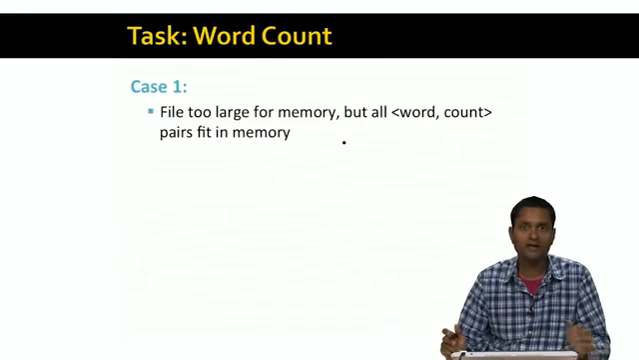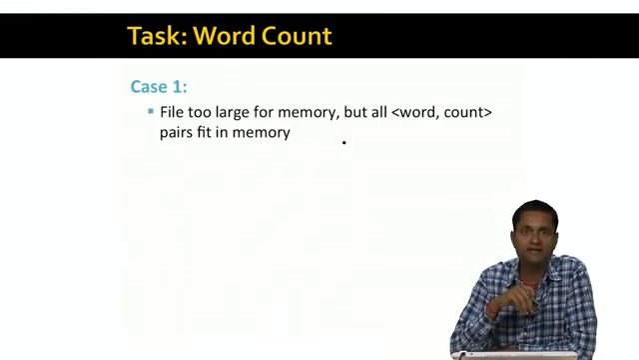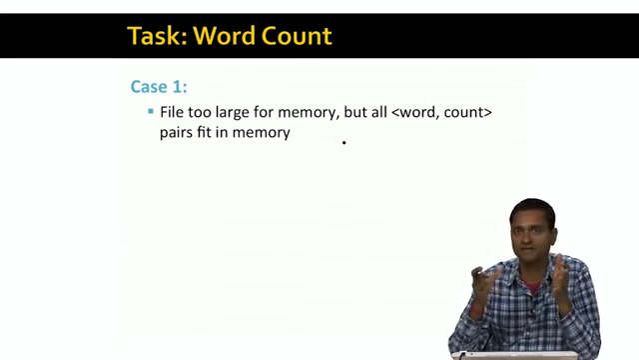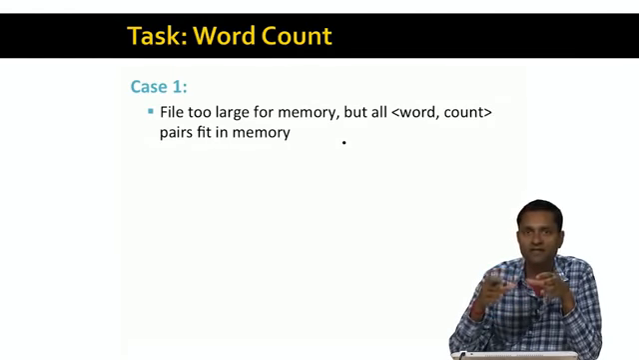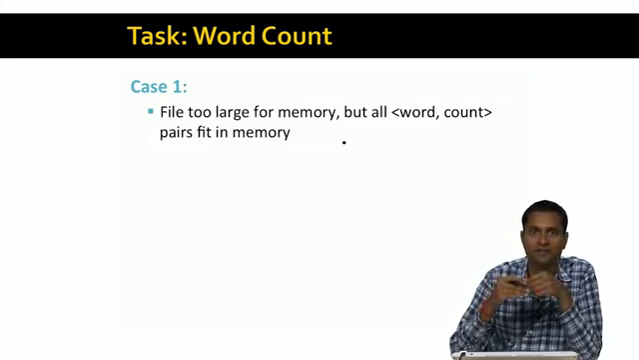So let's look at two cases. The first case is that the file itself is too large for memory, because remember we said it's a big file. But imagine that there are few enough distinct words in it so that all the word count pairs actually fit in memory, right? How do you solve the problem in this case?